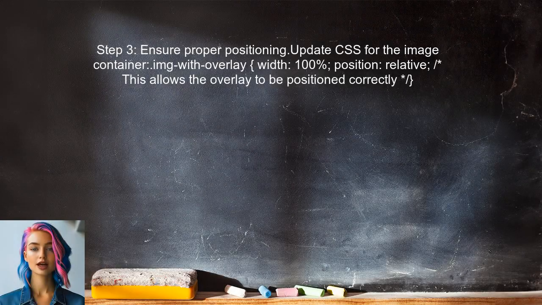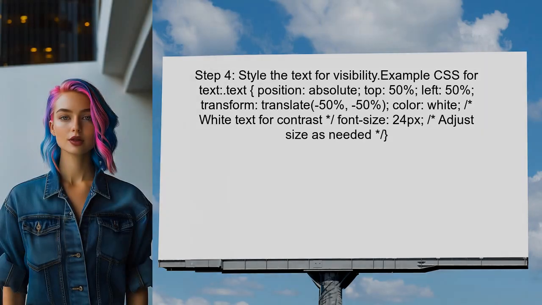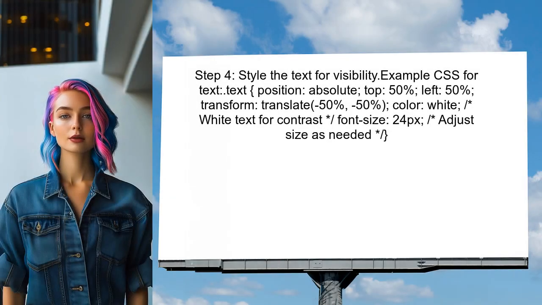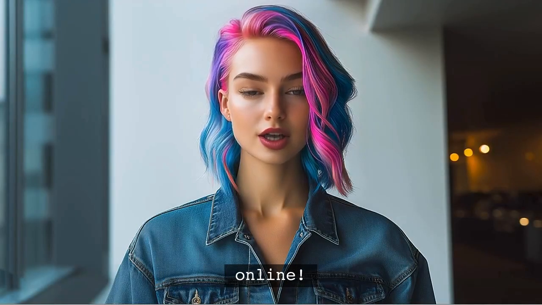Now, the user should ensure that the overlay is positioned correctly over the image. This can be done by setting the parent container to relative positioning. Finally, the user can adjust the text color and size to ensure it stands out against the gray overlay. This will enhance readability.